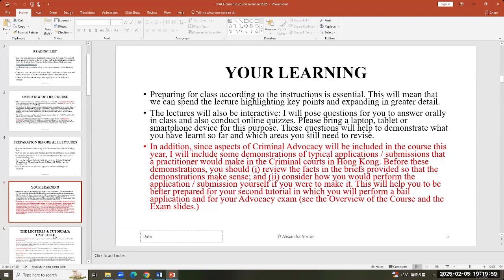Because the only way you can be an effective advocate is by actually performing the skill yourself. You can never be a good advocate if all you do is just sit there and listen to someone else making a bail application. It is so much more difficult in practice when you are up on your feet and you're having to answer questions from a magistrate or judge than it is if you're just sitting there listening and observing, thinking, wow, that looks easy, right?